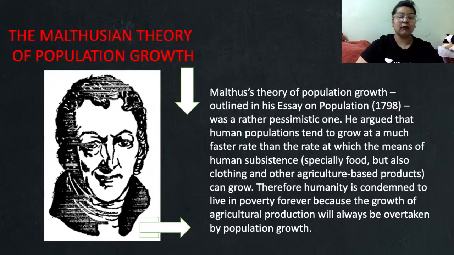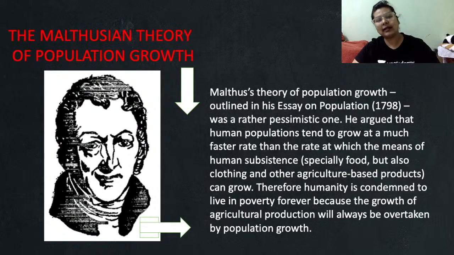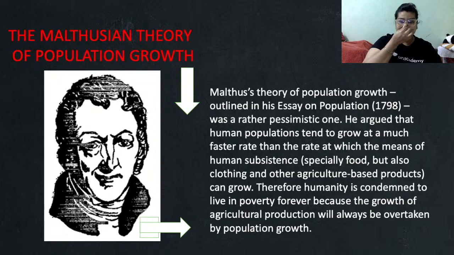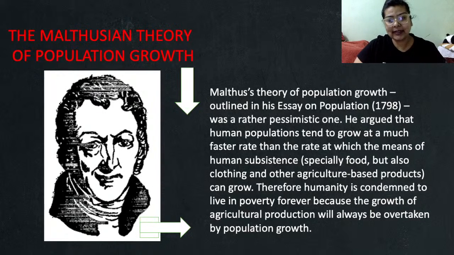What did he say? He simply said, in the theory of population growth outlined in the Essay on Population, that humanity is condemned to live in poverty forever, because the growth of agricultural production is always overtaken by population growth. He felt that this is not going to change. So this was the major point of concern of the Malthusian theory.